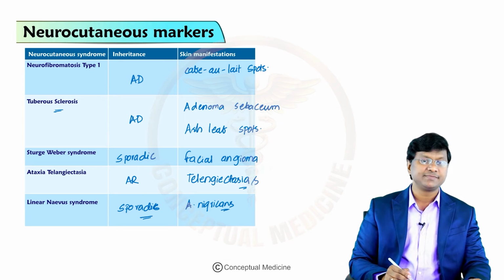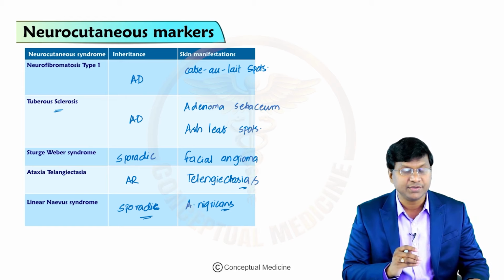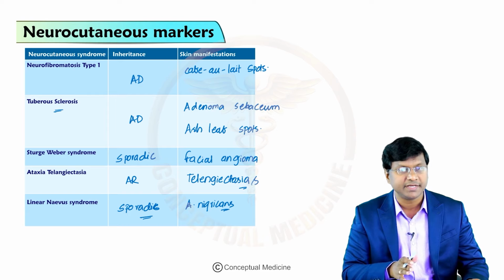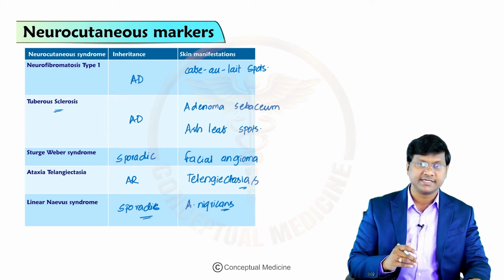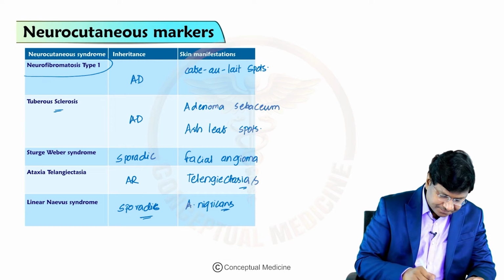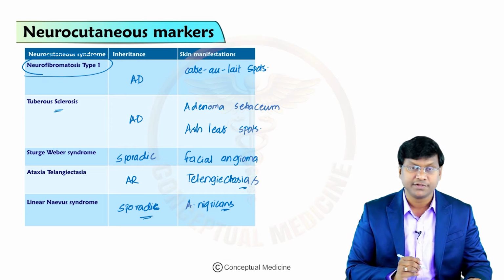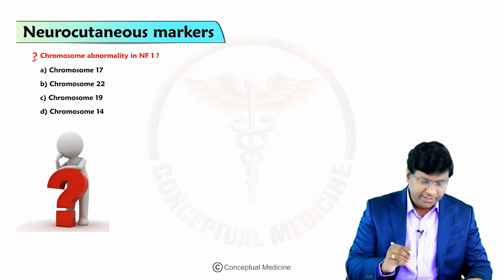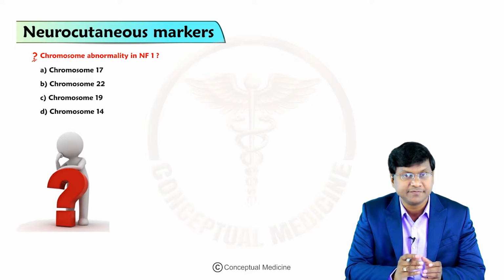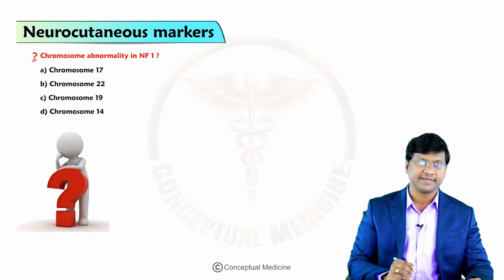So these are the types of inheritance, right? Mainly your neurofibromatosis and tuberous sclerosis are autosomal dominant type of inheritance, whereas ataxia telangiectasia is autosomal recessive type of inheritance. Now, out of which, let me take up the discussion of the neurofibromatosis. If you take this neurofibromatosis, we have two types. One is neurofibromatosis type 1 and the other is neurofibromatosis type 2.